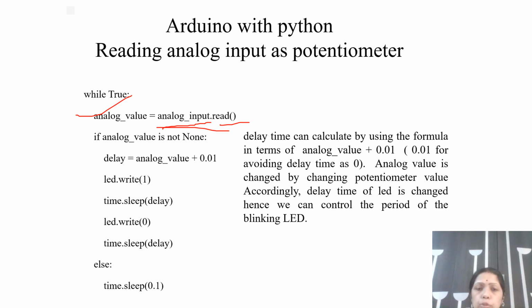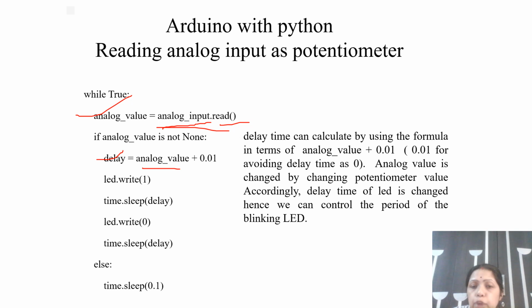So the loop will be like: if analog value is not null, that is, if there is some value in the analog value variable, so analog value is not None, then it will execute this code. Delay is equal to analog value plus 0.1. If you want to calculate directly, you cannot put the delay value like that, so you will not get the proper millisecond time.